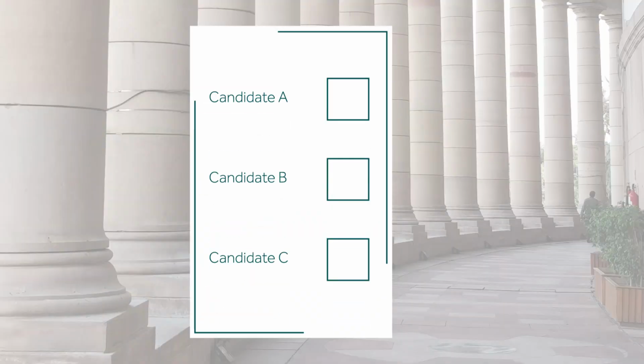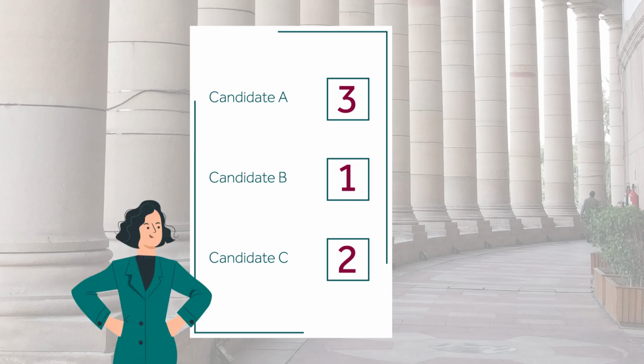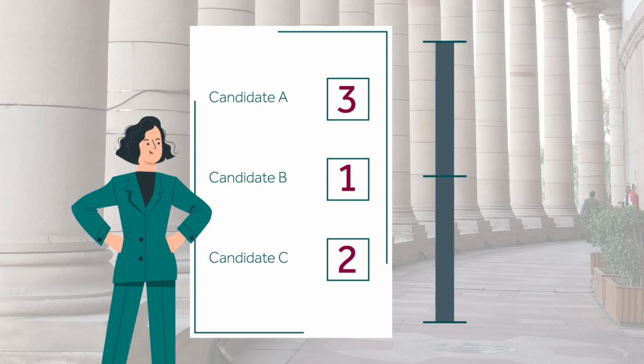Finally, unlike state and national elections, the president is elected through a system of proportional representation through a single transferable vote. In this system, the electors can indicate multiple preferences instead of voting for a single candidate. A successful candidate must also secure more than 50% of the total value of votes.